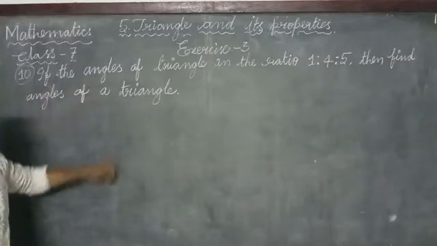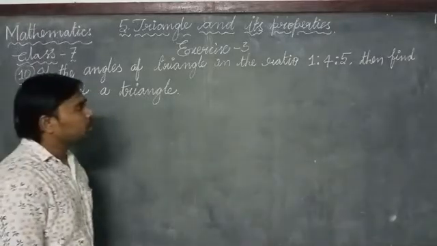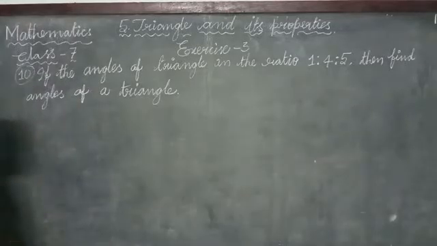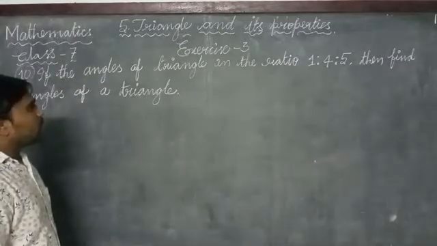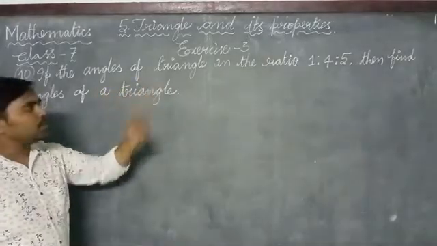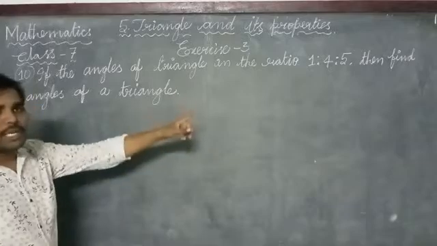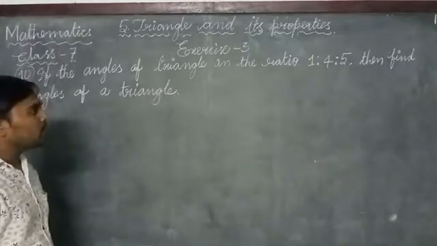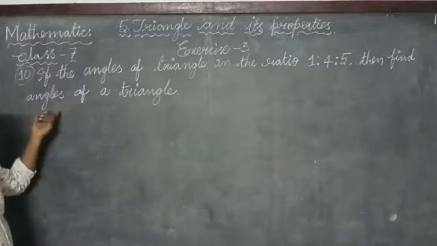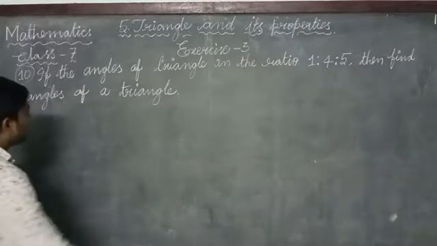If the angles of a triangle are in the ratio 1:4:5, then find the angles of the triangle. In this problem, they have given the angles of a triangle in the ratio. The ratio is 1:4:5. Now we have to find out the angles of the triangle.